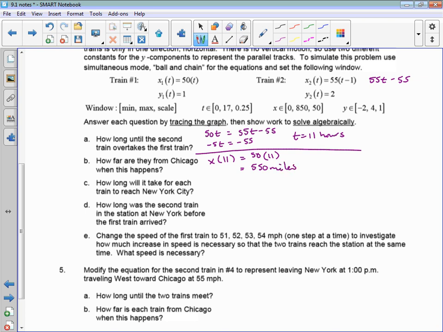And again, with these, they're not super tricky, but make sure you're reading the question and actually answering what I'm asking you. Okay, just be very aware of which direction you're traveling, all of that. Okay, how long will it take for each train to reach New York City? So we did that graphically. Algebraically, what distance do they have to travel? 850. So you are just setting each equation equal to 850.